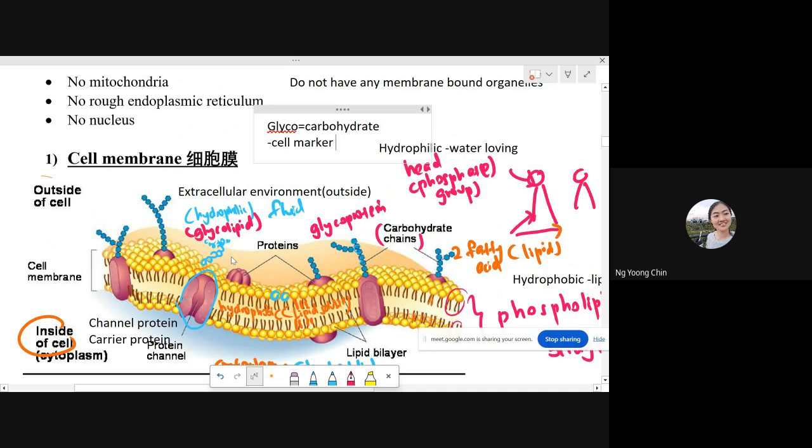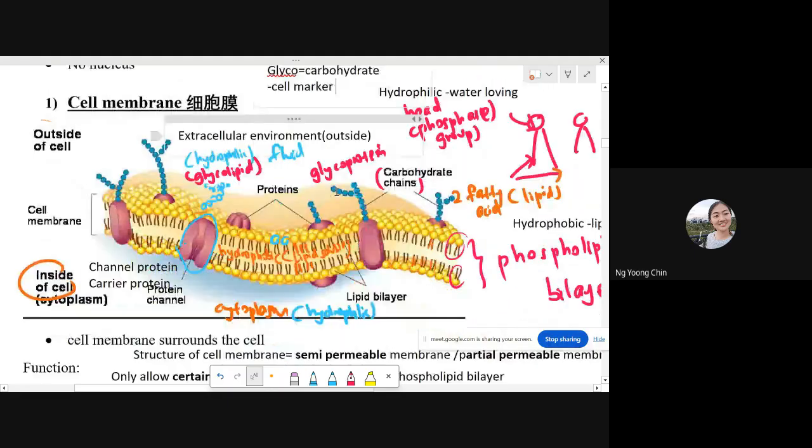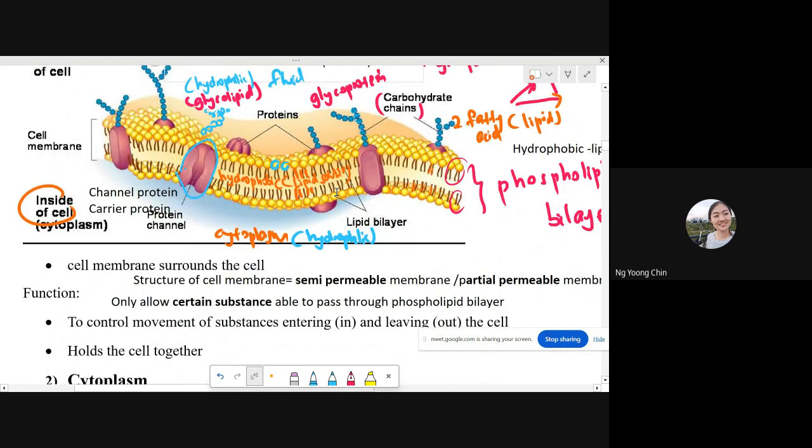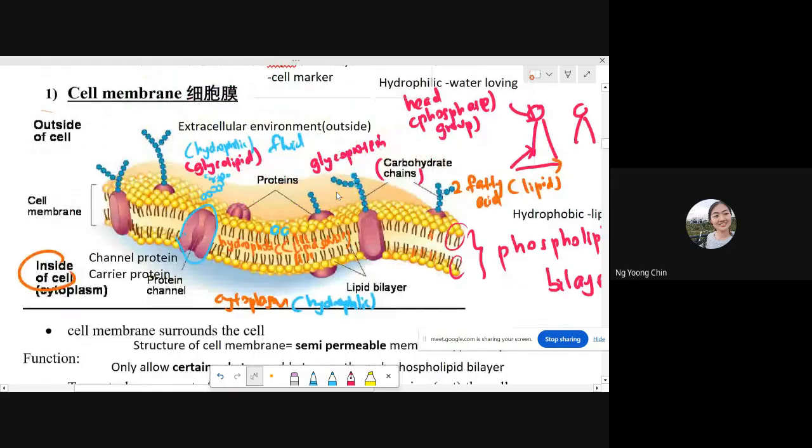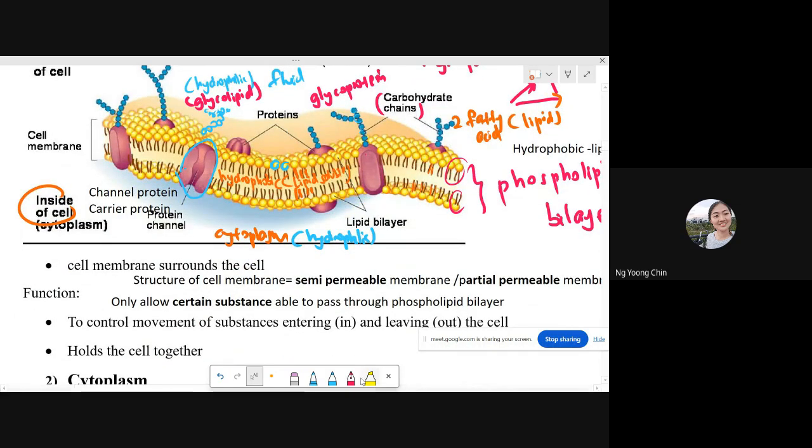It's okay. I mean, we will learn more in chapter 3. At this current stage, you just need to know the function of the cell membrane. You should know the cell membrane is semi-permeable, only allowing certain molecules to diffuse inside, and it is also able to control the movement in or out of the cell. So you just need to know the point. That's all.